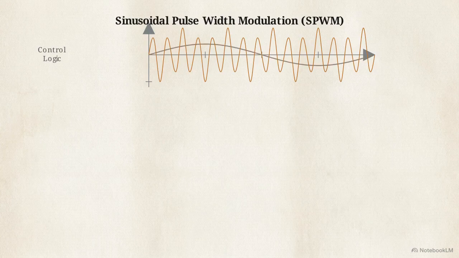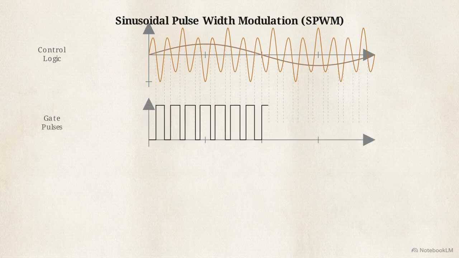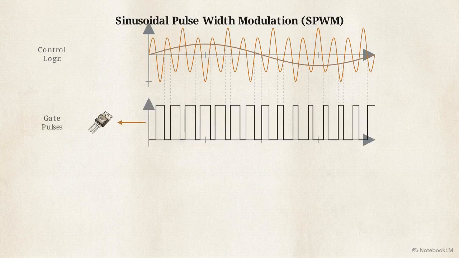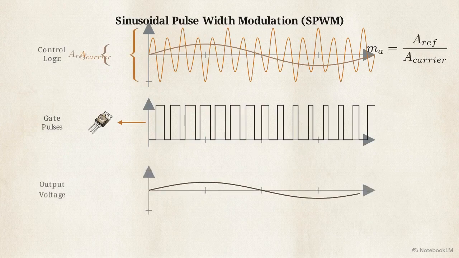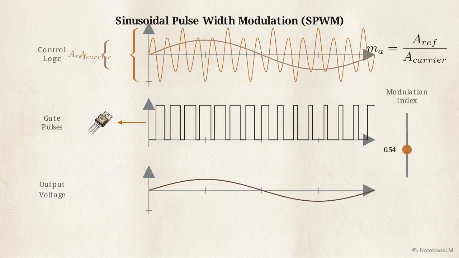We overlay a high-frequency triangular carrier wave with a 60 Hz sinusoidal reference wave. Every time the reference wave calculates mathematically higher than the triangular carrier wave, the system fires a gate pulse. This generates a sequence of square pulses that are widest at the peak of the sine wave and narrowest at the zero crossings. The ratio between the amplitudes of these two intersecting waves is defined as the modulation index.